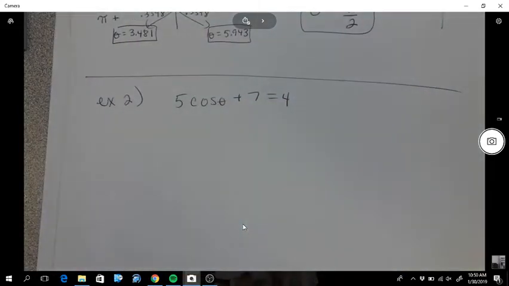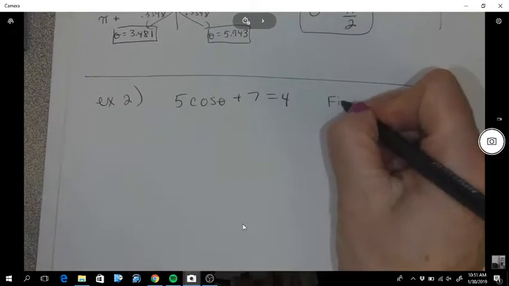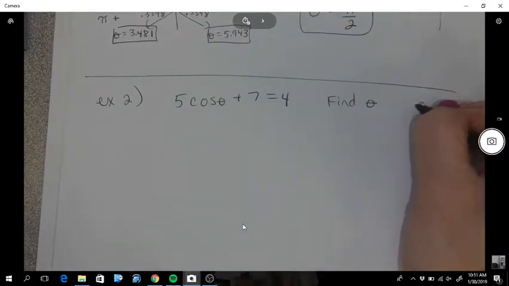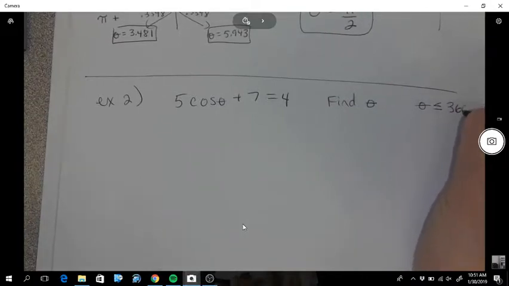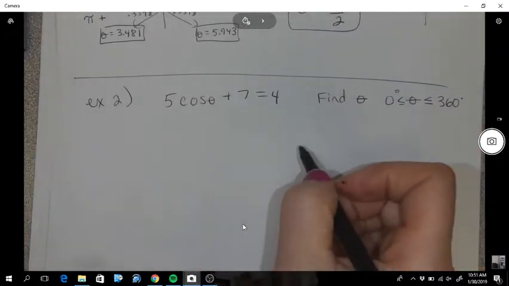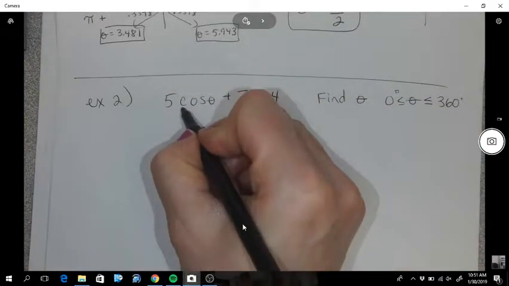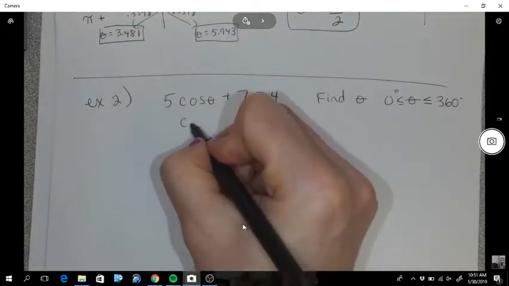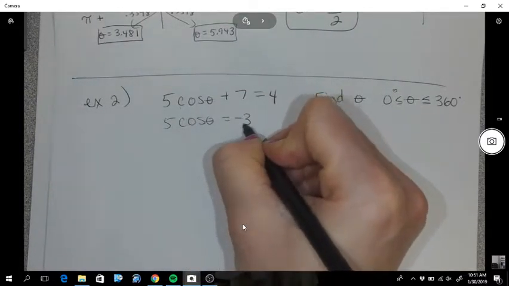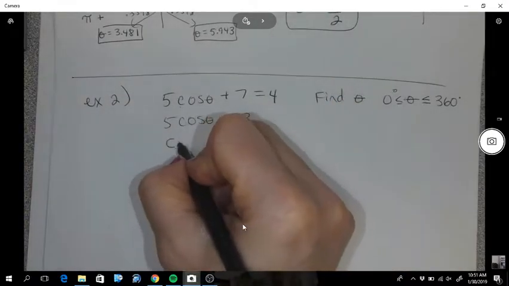There's your equation, and you're going to find angle, and this time between 0 and 360 degrees. Okay, so in this case you need to isolate. Okay, it's not a quadratic, so we can isolate. So we're going to get rid of the 7 and divide by 5.